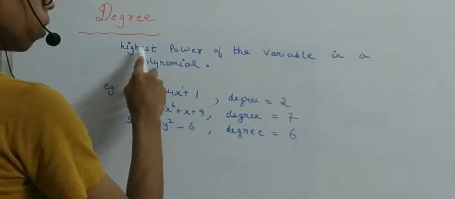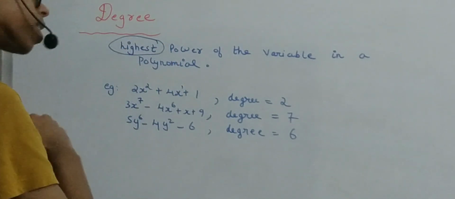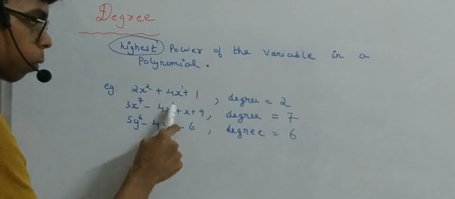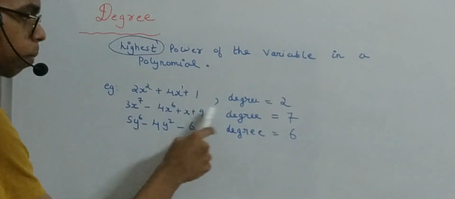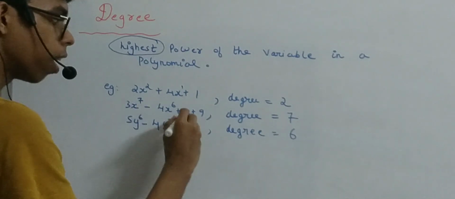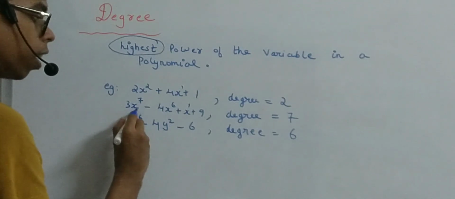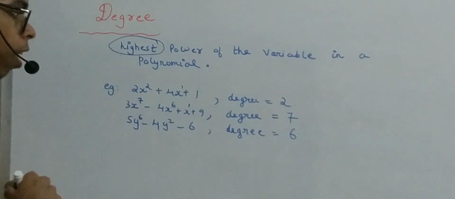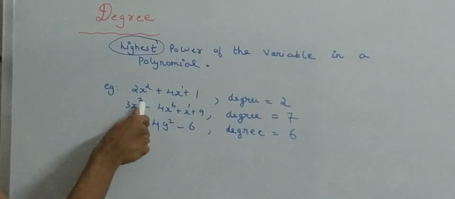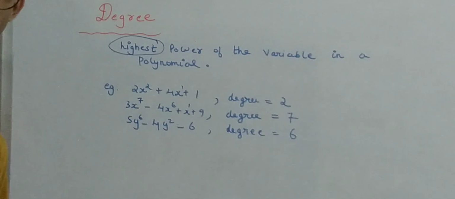Okay, we should always see which is the highest power. Now if you see the next one, 3x raised to 7 minus 4x raised to 6 plus x plus 9. Here also the powers above the variable are 1, 6 and 7. Which is the highest power present over here? The highest power present over here is 7.